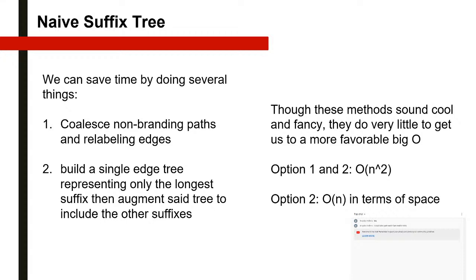Though these two methods sound like they could be viable, they do almost nothing to get us to a more favorable big O. So options 1 and 2 both have a time complexity of n to the power of 2 still, despite putting in that work. So we haven't really gone anywhere. And then option 2, in terms of space, it makes it n, the number of words, rather than every single character, because we're coalescing all these individual characters into something a little bit more compact.